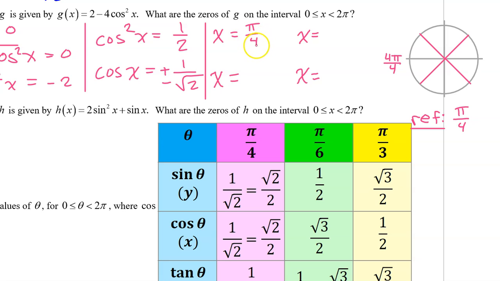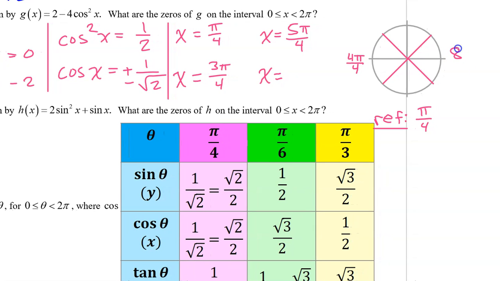The angle in the first quadrant with a reference angle of pi over 4 is pi over 4 itself. We can think of pi as 4 pi over 4. So this angle in the second quadrant is 3 pi over 4. And this angle in the third quadrant is 5 pi over 4. We can think of 2 pi as 8 pi over 4. So this angle in the fourth quadrant is 7 pi over 4. So these are the four x-coordinates of the intersection points.